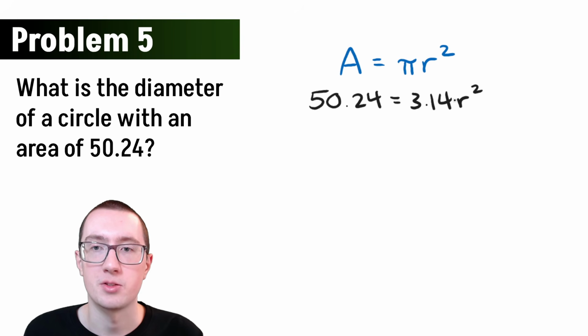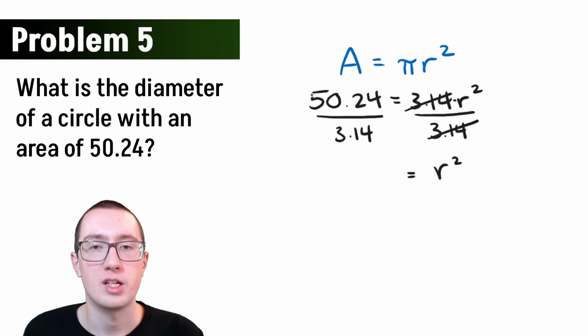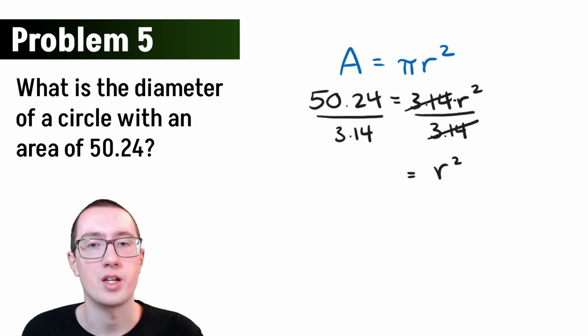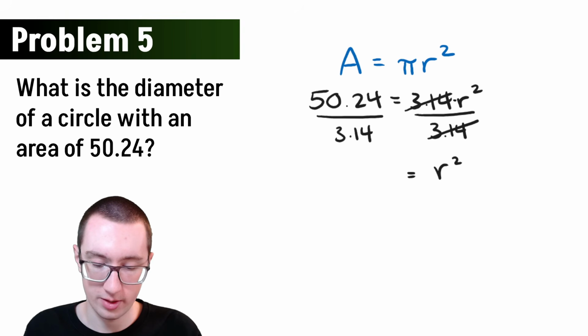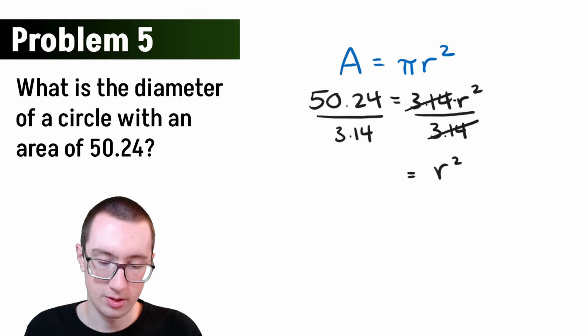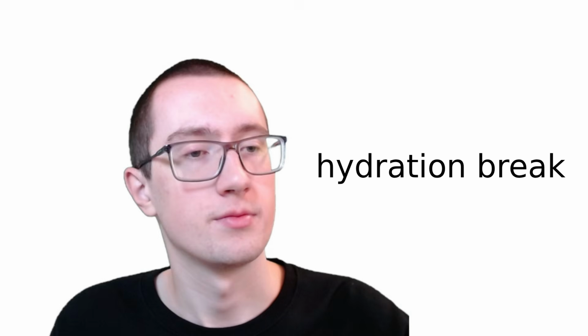I'm actually going to get rid of this 3.14 first. And remember that this is multiplication when there's a number and a letter next to each other. So I'm going to do the opposite of multiplication, which is division, and divide both sides by 3.14. So these cancel out. On the right side, we just have r squared. And on the left side, we have 50.24 divided by 3.14. So if we just go ahead and put this in our calculator, we should get 16. So r squared is equal to 16.